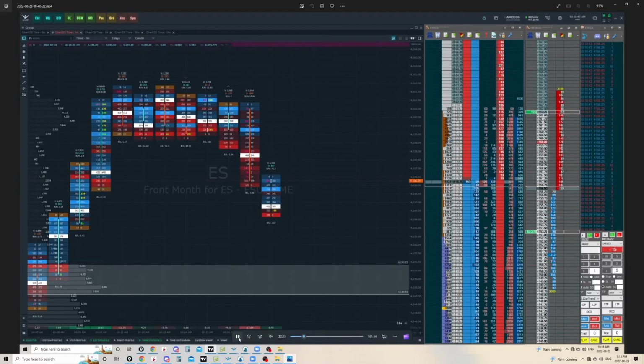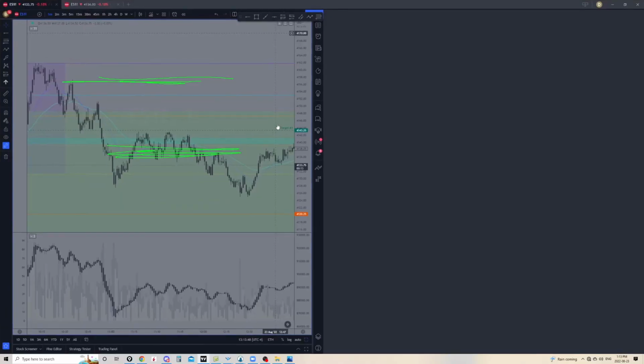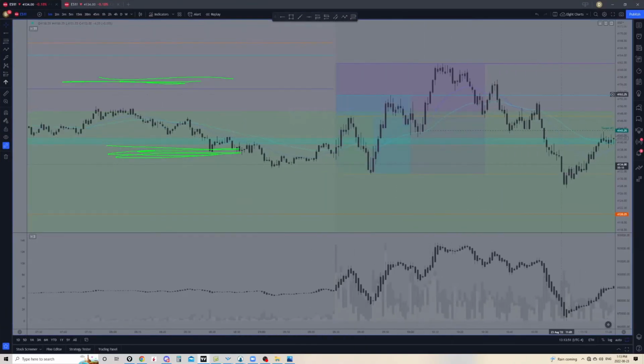Okay, so now what happened here? We actually formed a range at the highs. Now, we are trending up. At this time, we were trending up. So if we look at this chart right here, we're looking at this time. That's the range that I was looking at. So we were trending up.